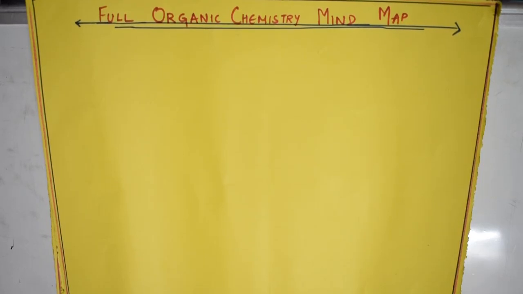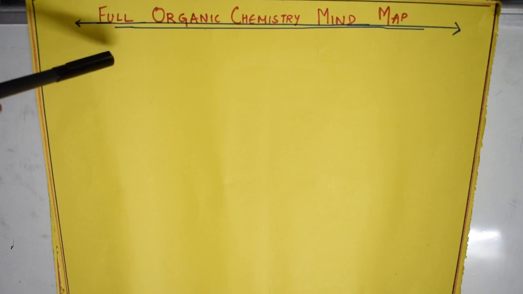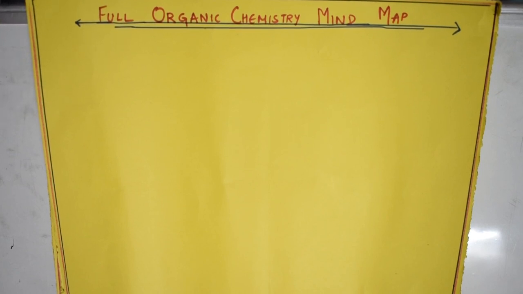Recently in the community tab I asked which topic I should do next. Most of them said you wanted organic reaction maps, so mind maps rather. So I have decided to do the organic mind map including all the chapters. This is what I have written. You're able to see this full organic chemistry mind map. This will cover everything. So I request you all to take an A3 size paper, prepare this mind map and stick it on your study table.